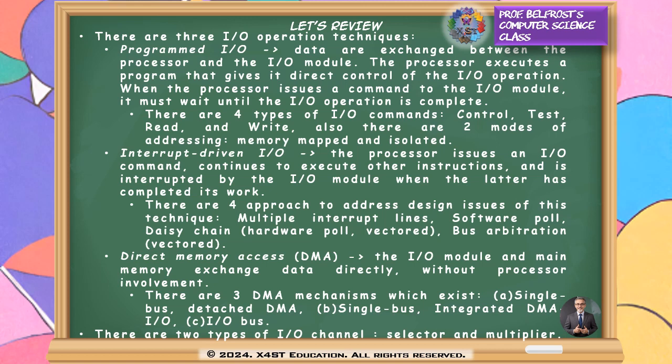The third type is direct memory access (DMA), where the I/O module and main memory exchange data directly without the involvement of the processor. Three DMA mechanisms exist. The first architecture is single bus, detached DMA. The second is single bus, integrated DMA-I/O, and the third one is I/O bus. And there are two types of I/O channels, selector and multiplexer. That's the recap from our last lesson.